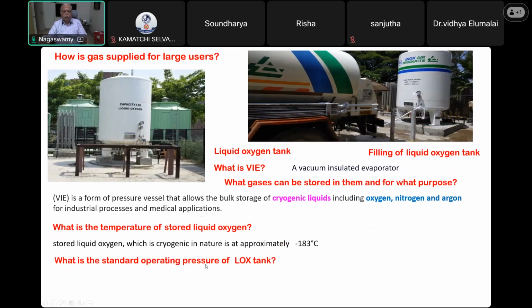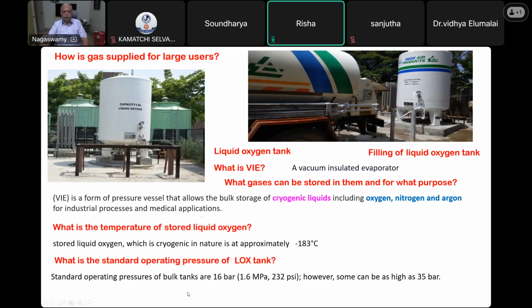And what is the standard operating pressure of a liquid oxygen tank? The standard operating pressure of bulk cylinders is 16 bar, that is 232 psi, and sometimes it can be as high as 35 bar also.